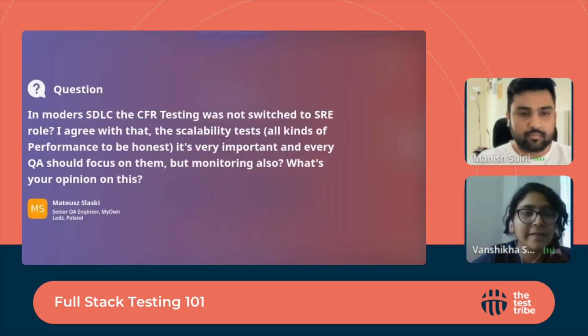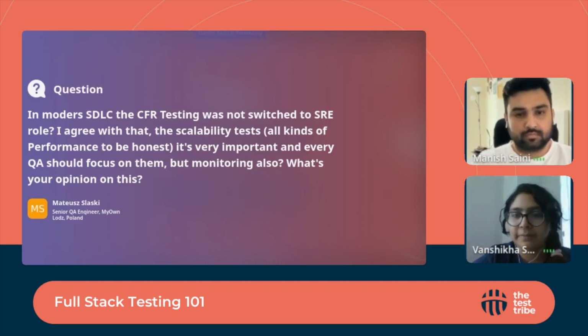In modern SDLC, CFR testing was not switched to the SRE role. I agree with that. Scale is very important. Scalability and all kinds of performance, to be honest, are very important. Every QA should focus on them, but monitoring also. What's your opinion on this?